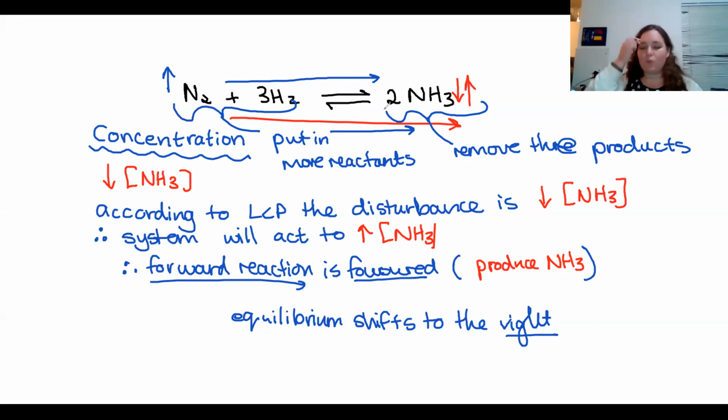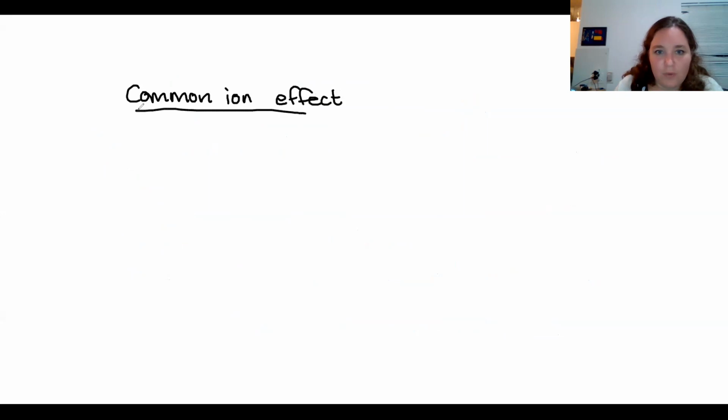Now, there's one last thing that falls under concentration that I just quickly want to discuss because it's one of those things that pops up. It's not a large amount of marks, but it's a good couple of marks that you don't want to throw away when you don't have to. And this effect is known as the common ion effect.